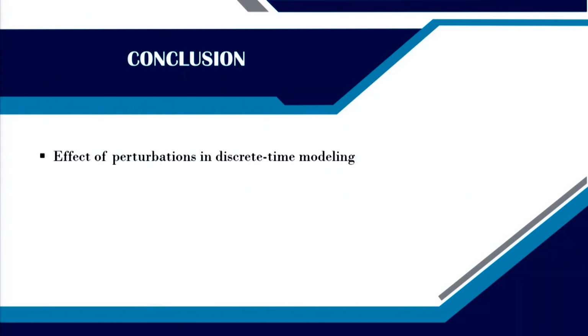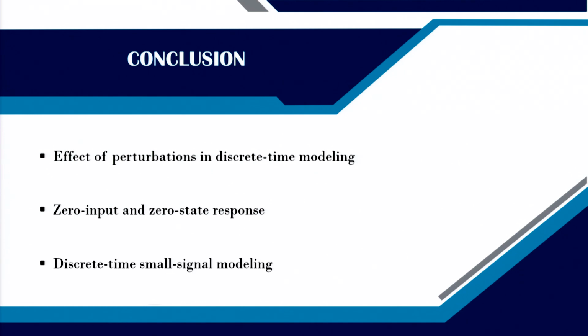So, in summary, we have considered the effect of perturbation in discrete time model. We have also shown zero input and zero state. That means zero input means the perturbation due to initial condition only, and zero state means the perturbation due to the duty ratio perturbation only. And we have also discussed discrete time small signal modeling.